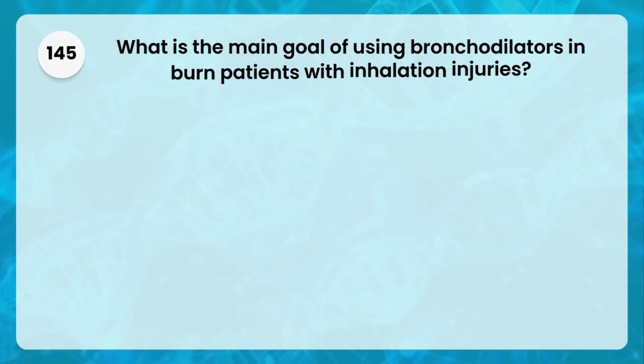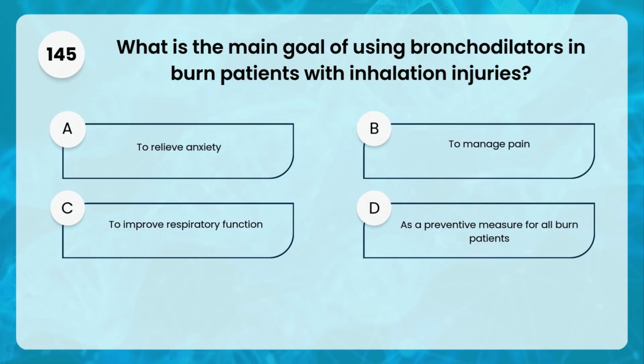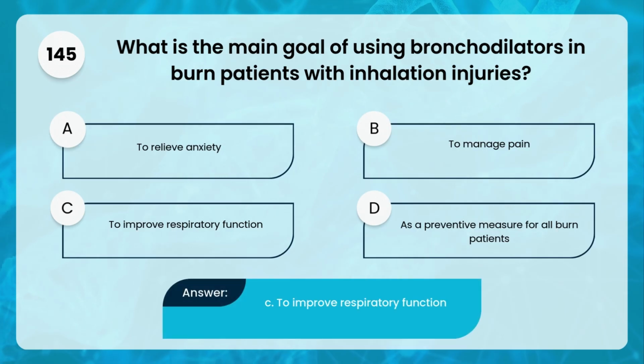145. What is the main goal of using bronchodilators in burn patients with inhalation injuries? A. To relieve anxiety. B. To manage pain. C. To improve respiratory function. And D. As a preventative measure for all burn patients. The answer is C. To improve respiratory function.